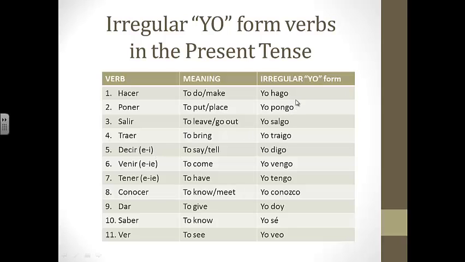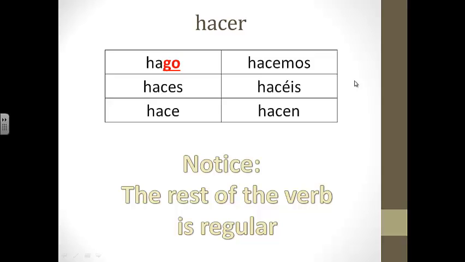Now that we have completed our chart, let's do a few example verbs to make sure that we completely understand how to conjugate these verbs. The first verb we will do is hacer. Notice hacer is an ER verb, so it will have ER endings. Hacer, to do or to make. Here is its conjugation. Just as we talked about, it has an irregular yo form. It's a go verb, yo hago. And then it has regular ER endings from there. So it's o, es, e, emos, eis, en.